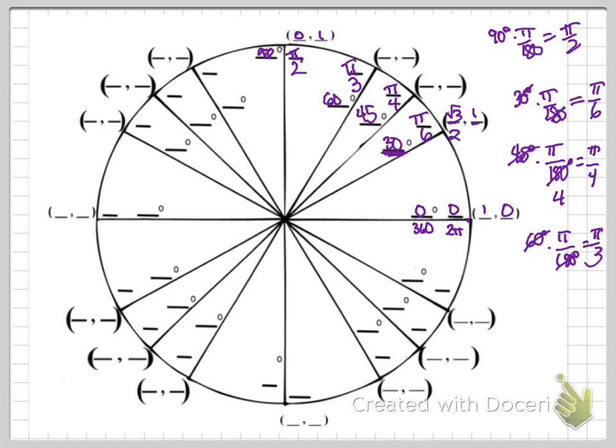So here is 1/2. 45 degrees, looking at the chart, you can look at it on your paper, this would be square root of 2 over 2, square root of 2 over 2.